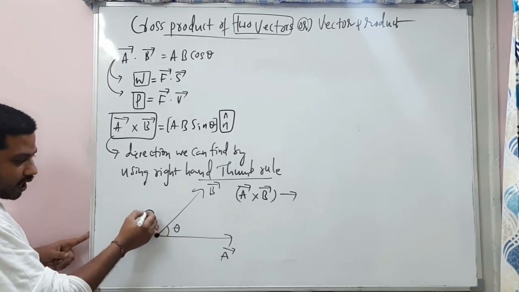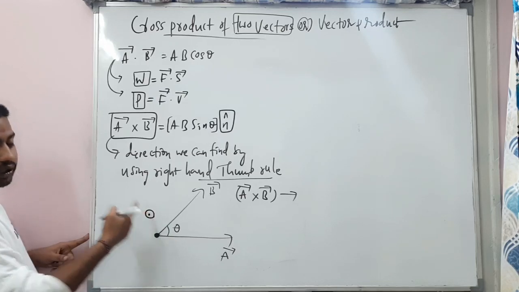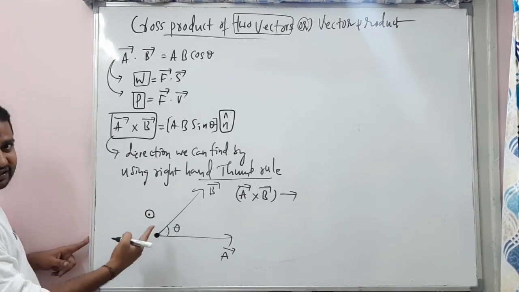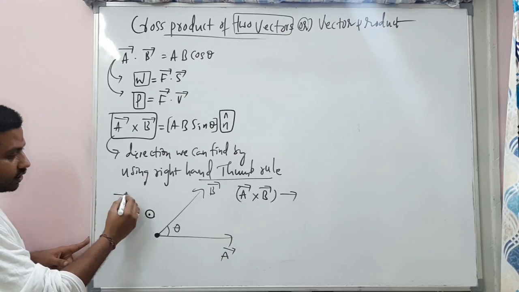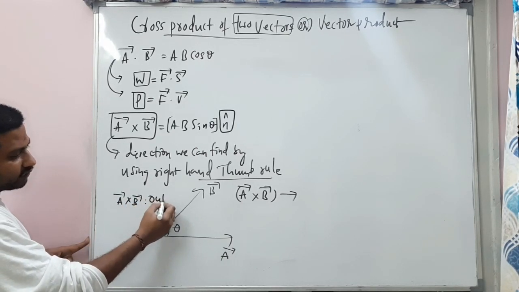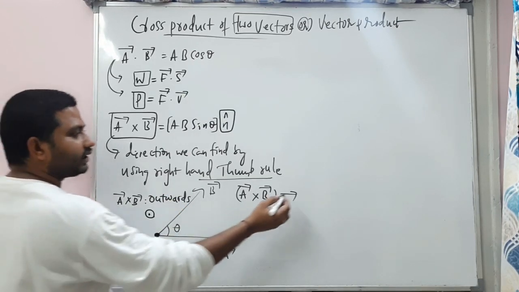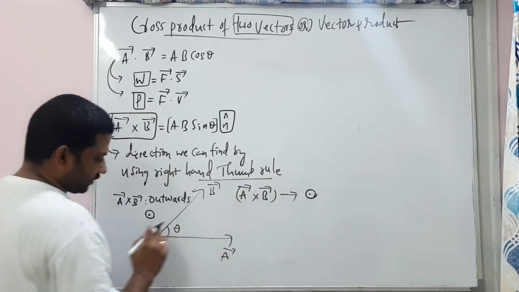So this is called outward representation. See, outward, the vector is showing outwards. That is the symbol. So I am writing here A bar cross B bar. It's outwards from this plane. So I am writing just with the symbol outwards from this plane.